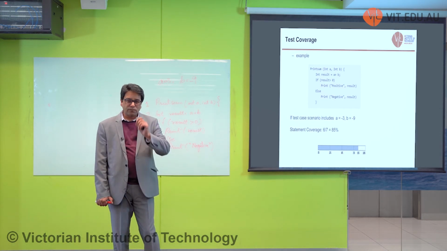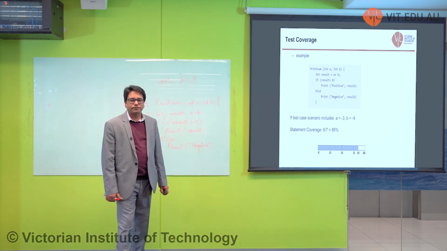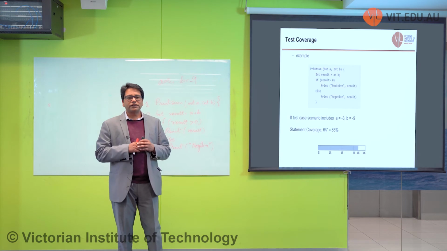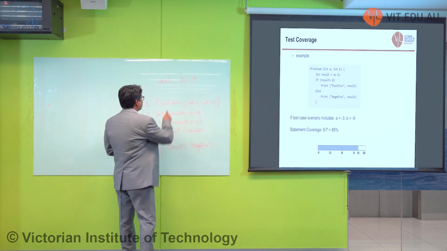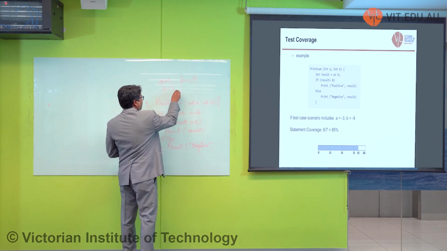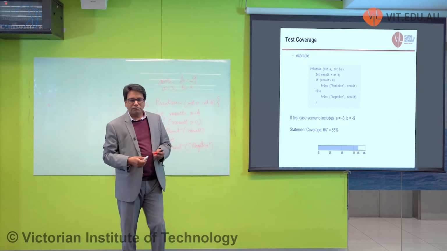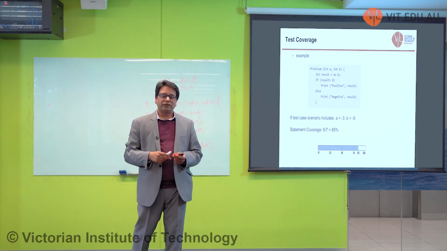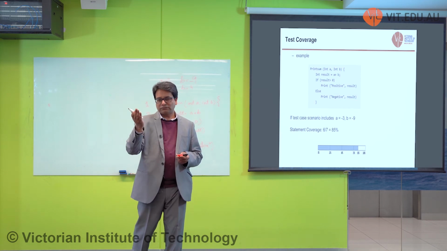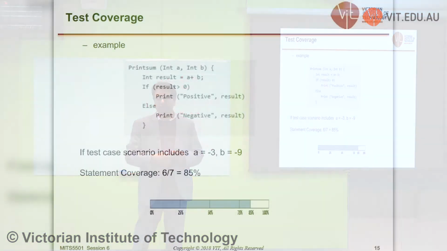We are calculating more statements. As a result, we have more test coverage. But how do we make sure that 100% of the code is executed? We need these two test cases: A is equal to 3, B is equal to 9, and A is equal to -9, where A and B both need to be negative.